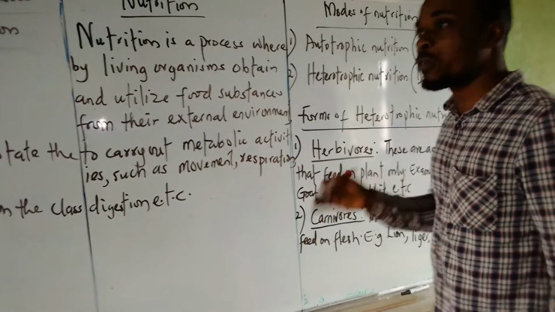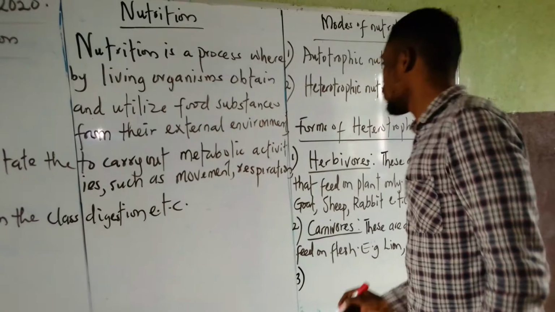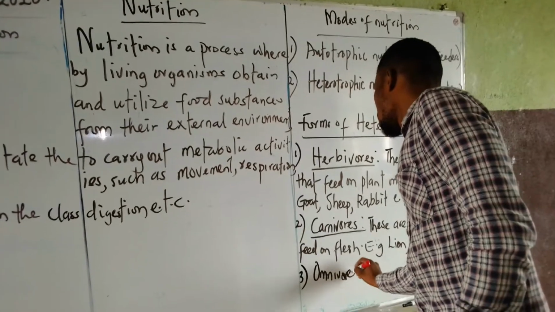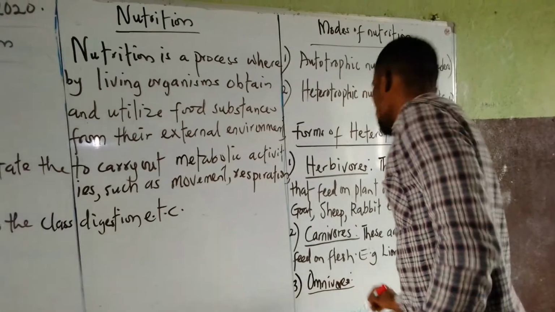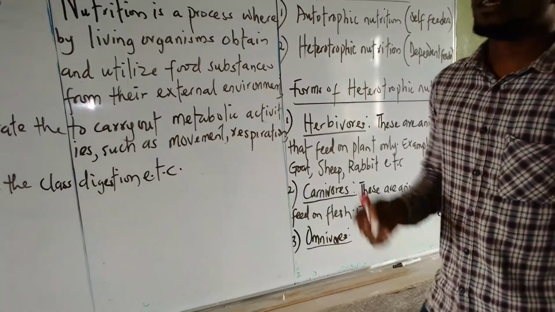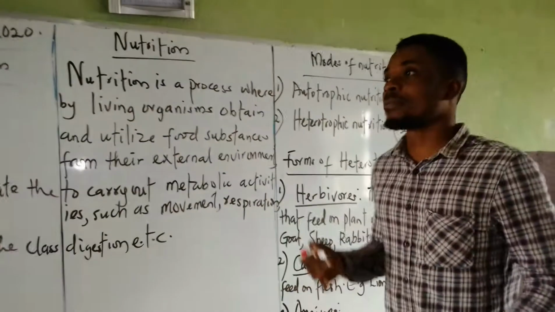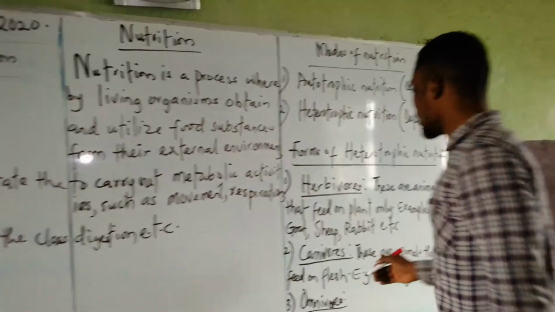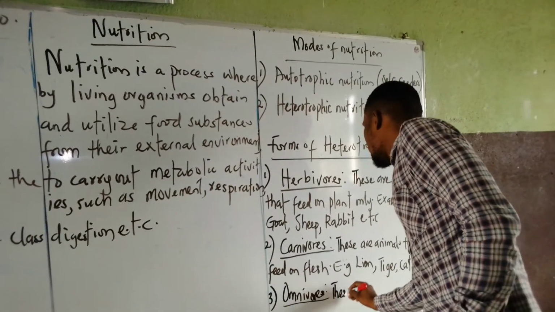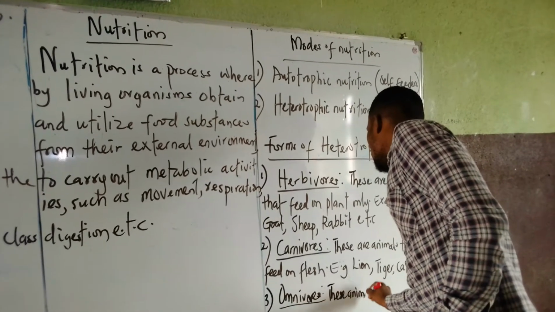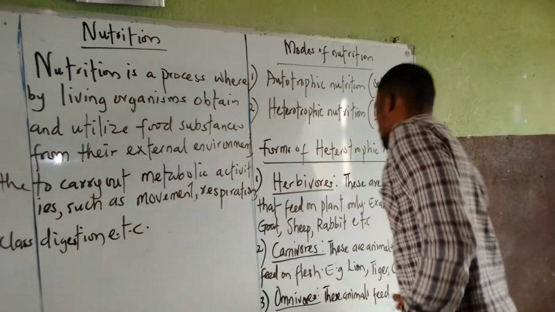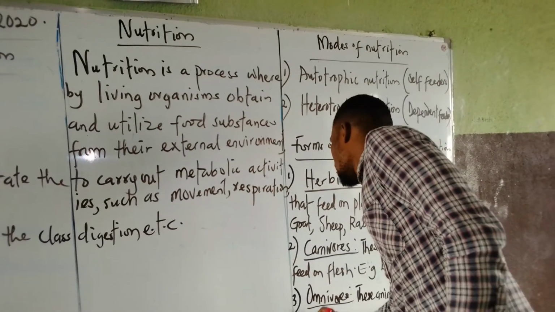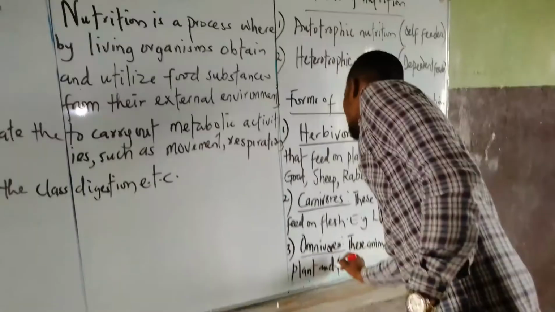Another form of heterotrophic nutrition we have is the omnivores. Omnivores. Now these animals feed on both plant and flesh. These animals feed on both plants and flesh.